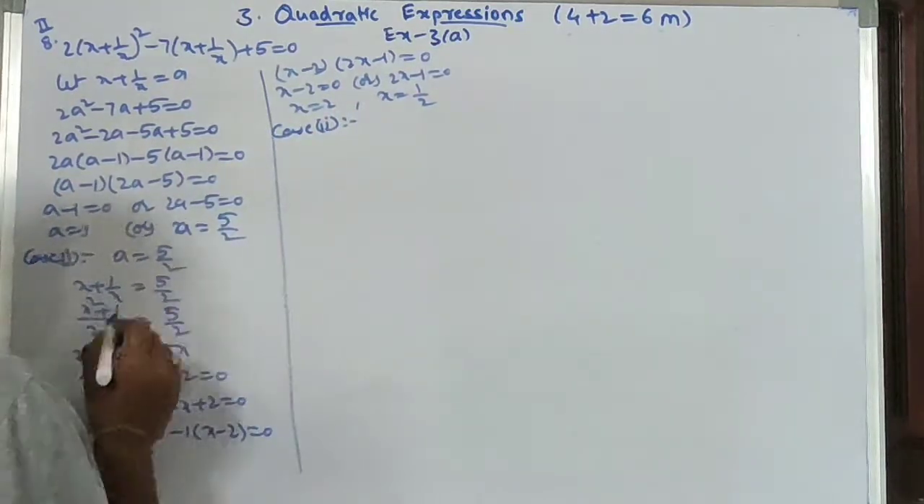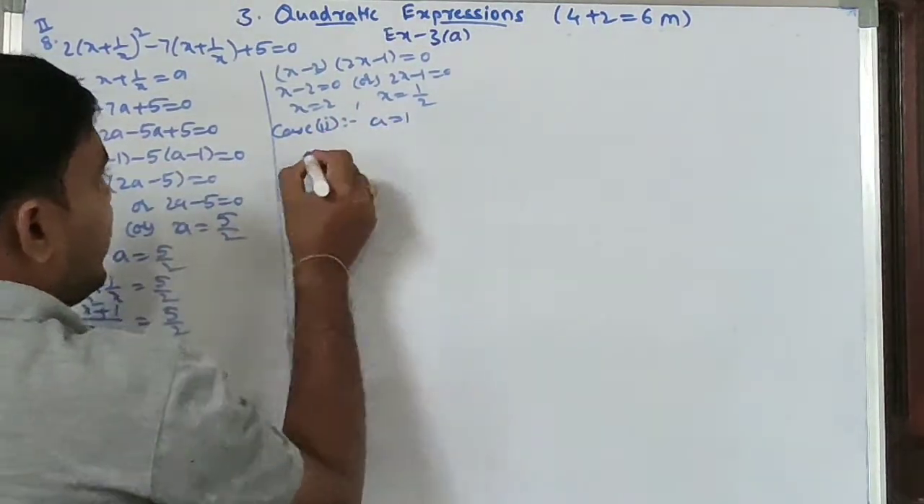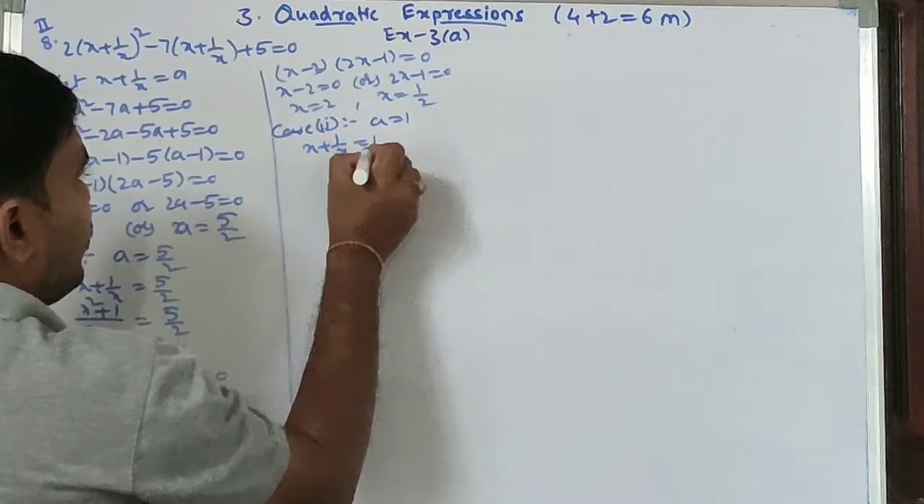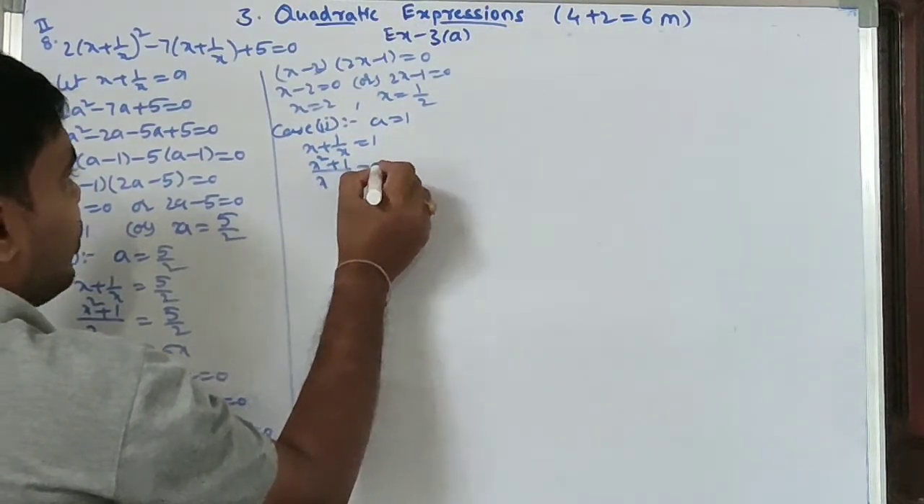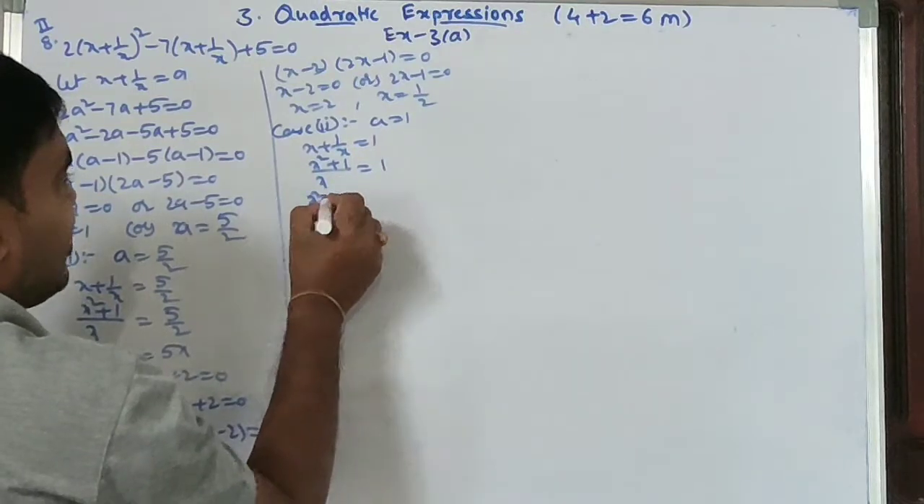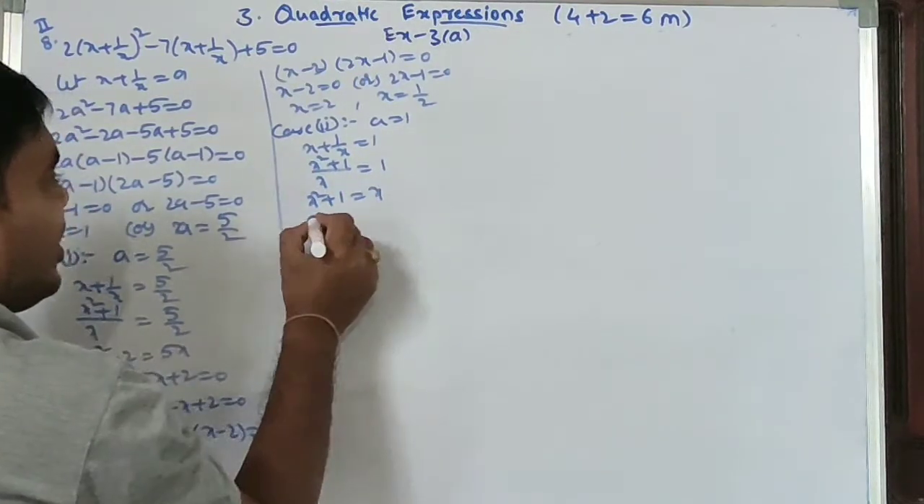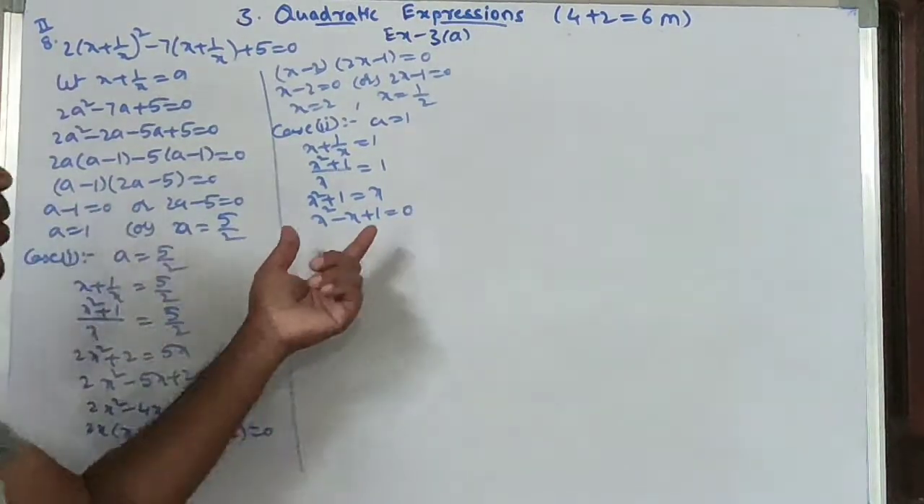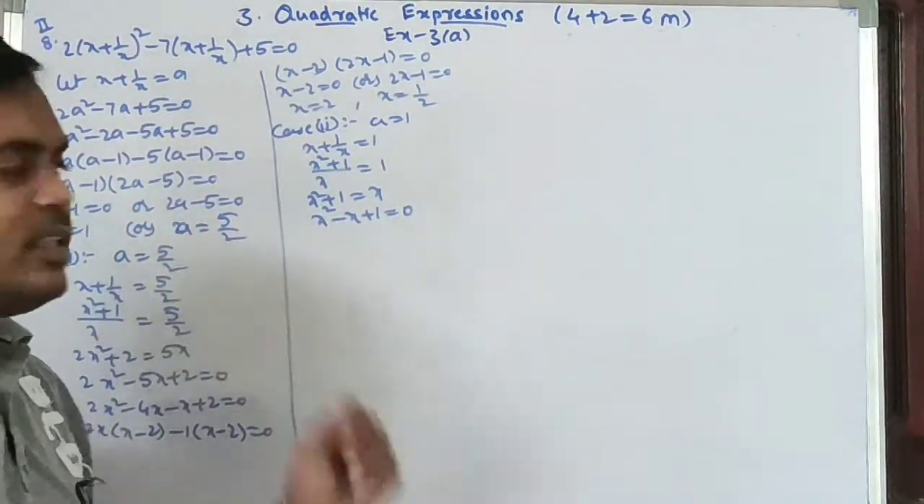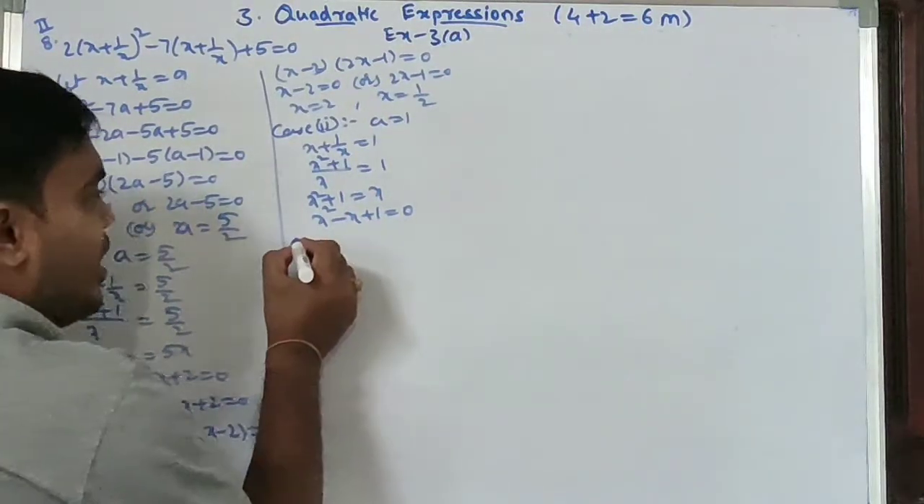Case 2, a equal to 1. x plus 1 by x equal to 1. x square plus 1 equal to x, by cross multiplication. Bringing to the left side, x square minus x plus 1 equal to 0. So we won't get factors by factorization, so I want to apply the quadratic formula.